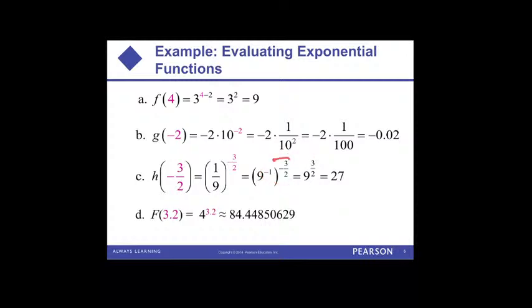Square root of 9 is 3. Again, this 2 in the denominator is the same as square root. So the square root of 9 is 3, and then 3 cubed gives us 27. So we saw 2 different ways of doing the same thing. And again, for this last one, I would just use the calculator.